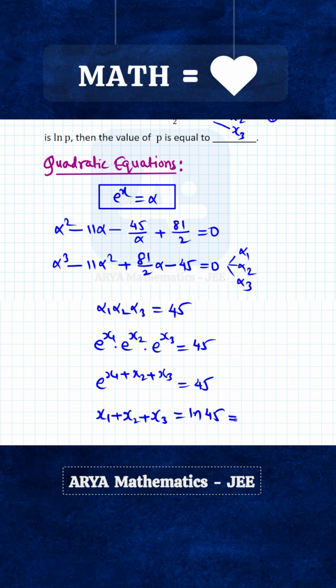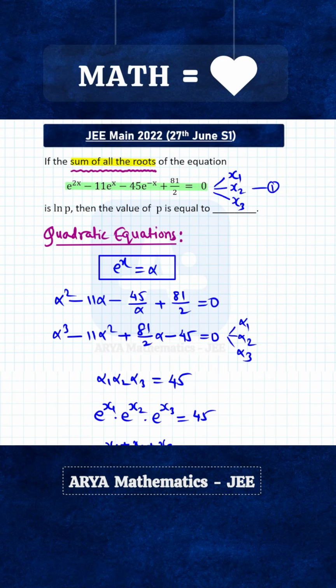Now this is given as ln p, so that means the value of p must be 45. So the correct answer for this problem is 45.